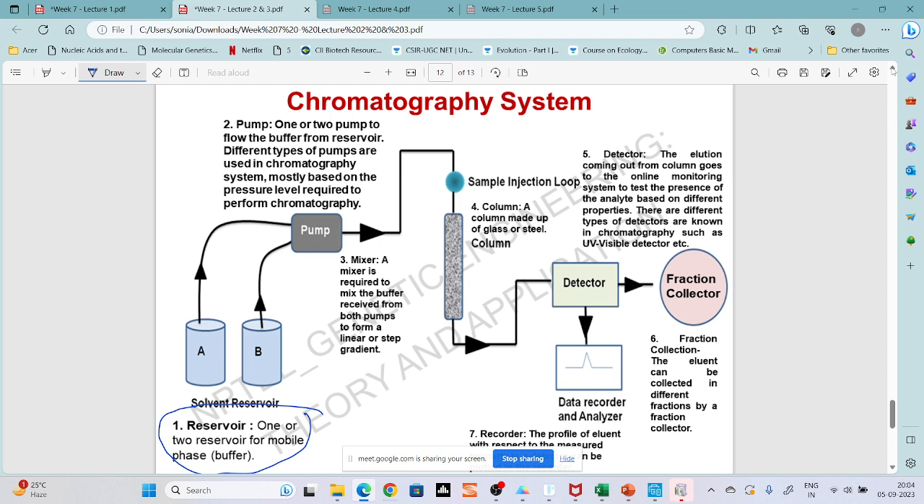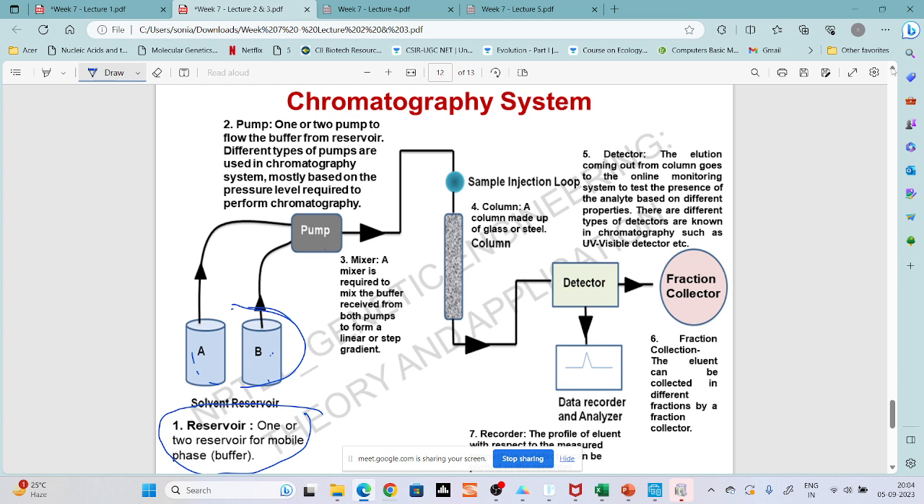Now in this column, this very light grayish thing is your matrix. That means your stationary phase is there in the column. And mobile phase you provide from outside. So this is the pump. This is the reservoir of the mobile phase. With the help of the pump, your mobile phase comes and goes to the column.